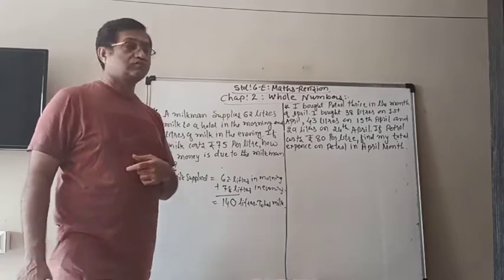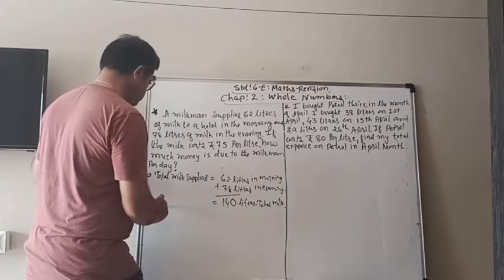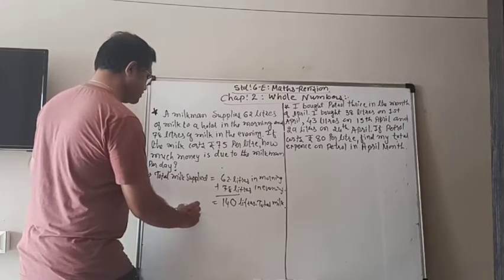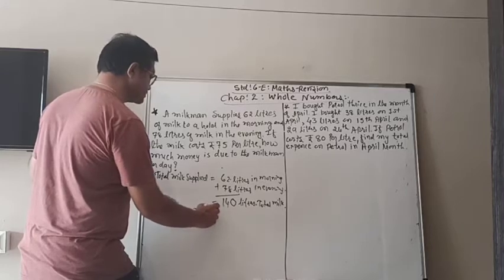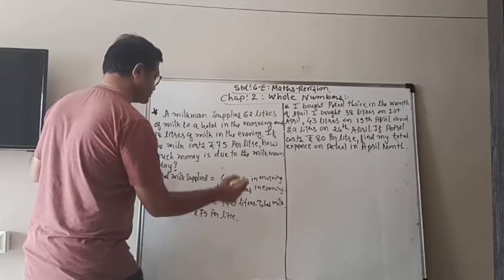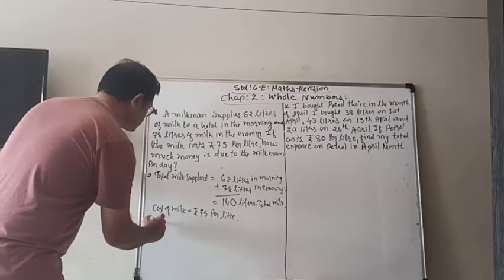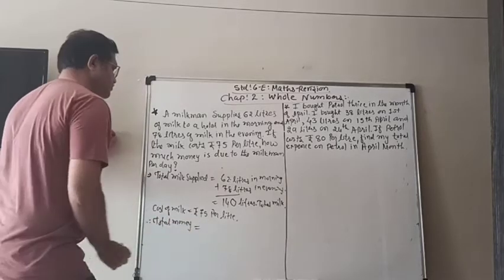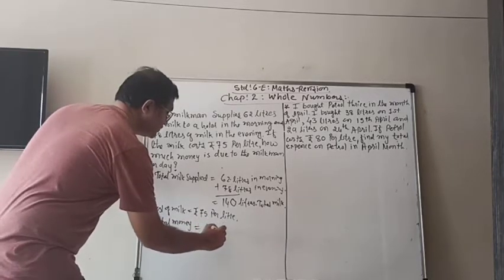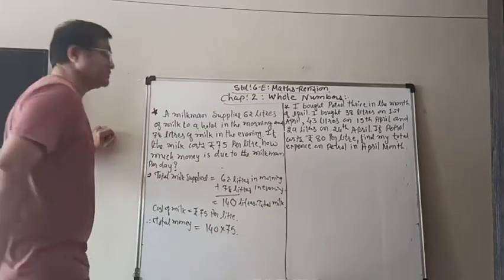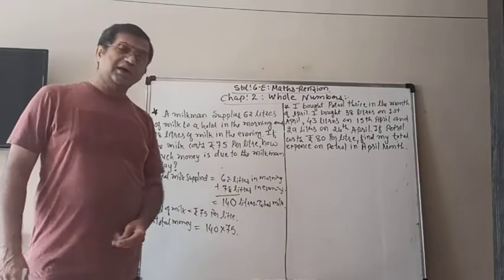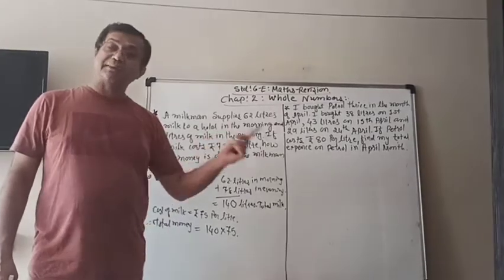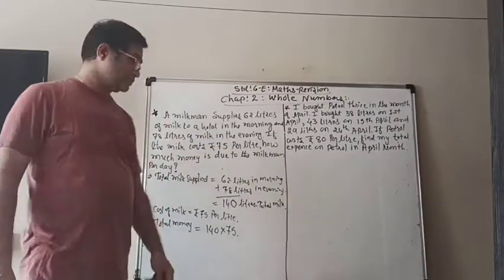Now cost of milk is equal to rupees 75 per liter. Therefore total money is equal to 140 multiplied by 75. So here, 140 multiplied by 75, we can use the method of any properties also.